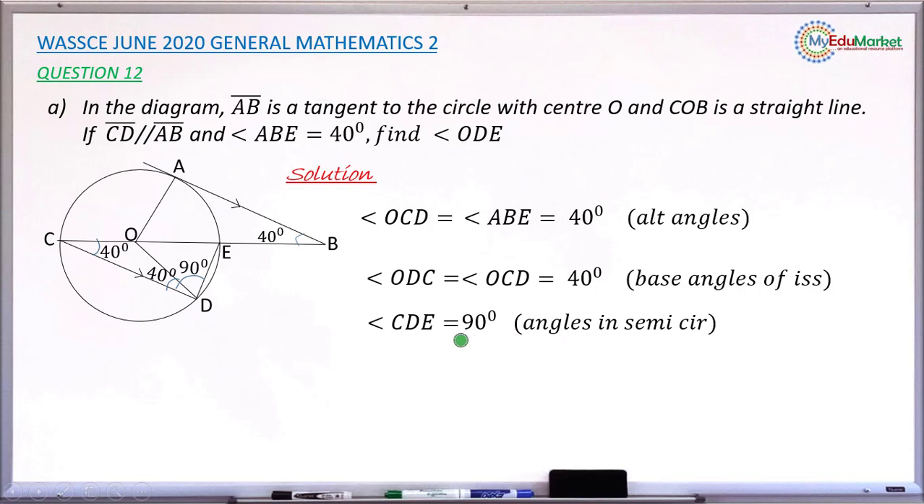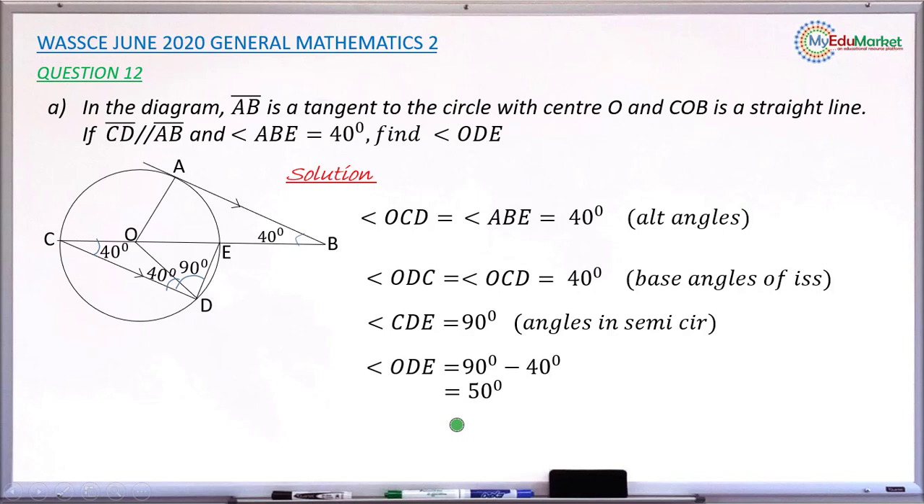So if I have the whole of this angle CDE as 90 degrees, and I have this small angle ODC as 40 degrees, I can use the two to find angle ODE by simply subtracting 40 degrees from 90 degrees. What remains will be angle ODE, and that is the angle we are asked to find. Therefore, angle ODE equals 90 degrees minus 40 degrees, and subtracting 40 from 90 correctly gives a result of 50 degrees, and that answers the question.